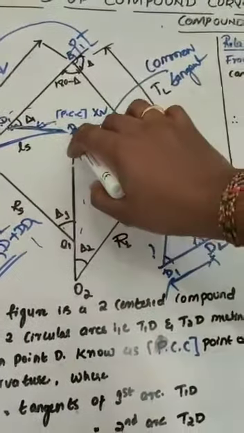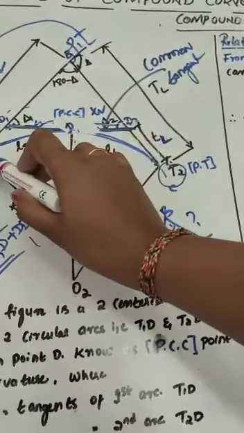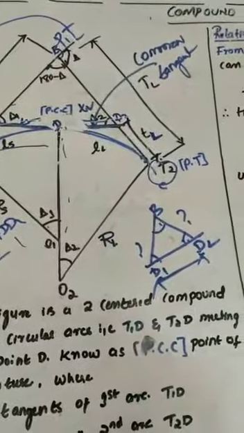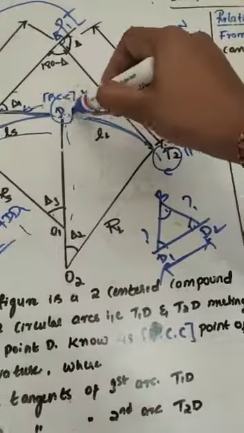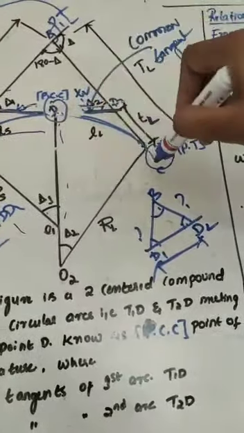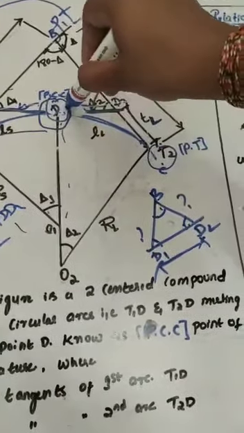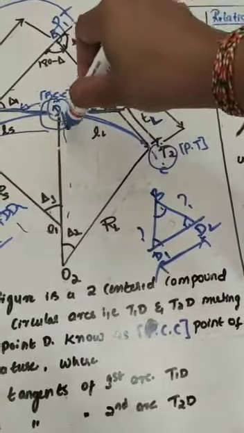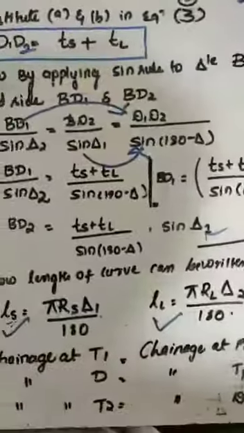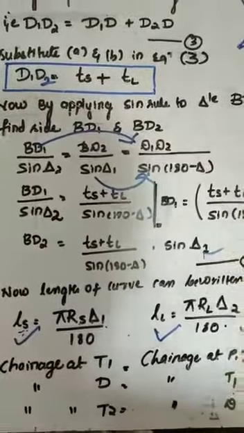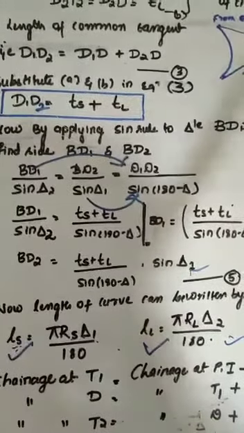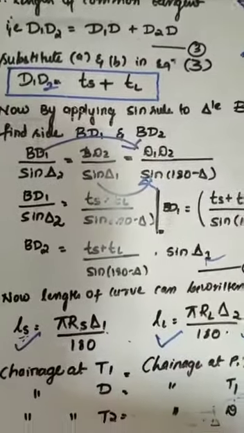To find out chainage at D, it is chainage at T1 plus small ls, that is the length of the curve. You will get this point D. After getting the point D, chainage at T2 can be found out by chainage at D plus L2, and you will get chainage at T2. So these are the formulas like I have explained to you in unit 2, right? So how are we going to get this formula?